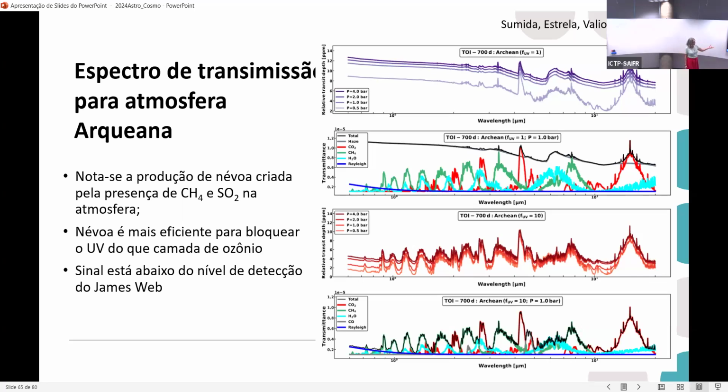So the presence of those two molecules will produce a haze that will block most of the ultraviolet radiation. I mean, not with the flare. Yes.